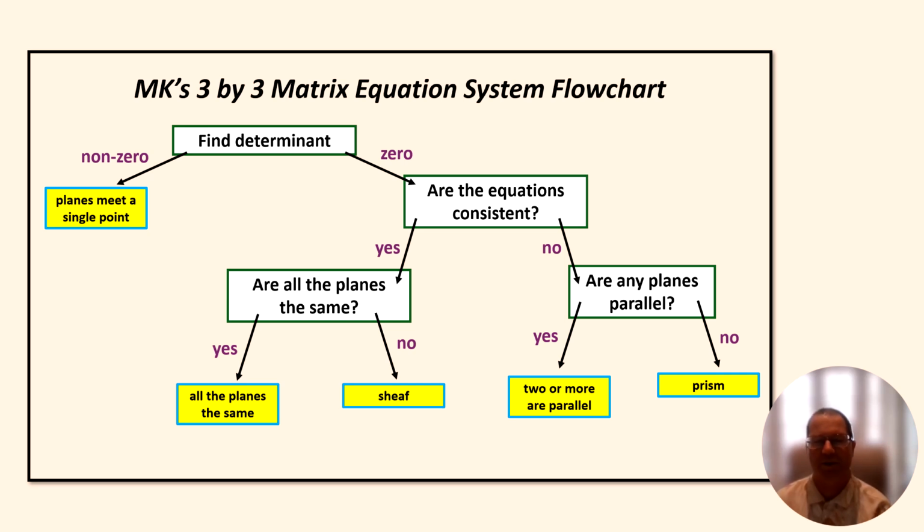So if we get a 0 determinant, the next question is, are the equations consistent? If they are, then all we need to decide is if the planes are the same. If they are the same, then it's all the planes are the same. And if they're not all the same, then we've got a sheaf. Whereas if the equations are inconsistent, then we just need to check if any planes are parallel. If 2 or more are parallel, then 2 or more parallel. And if none of the planes are parallel, then we have a prism.